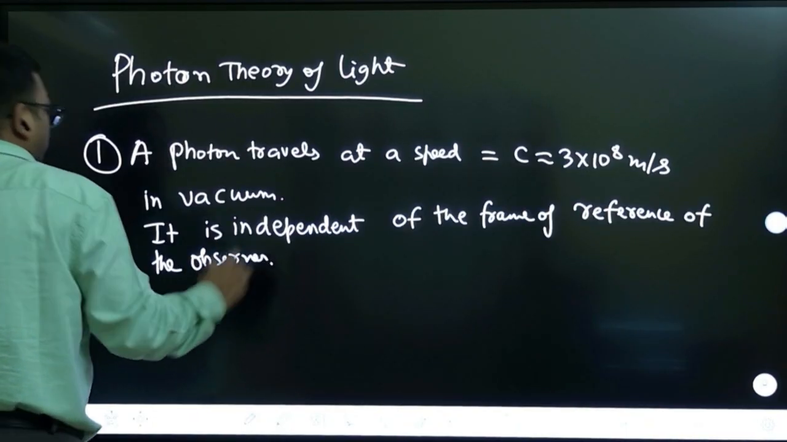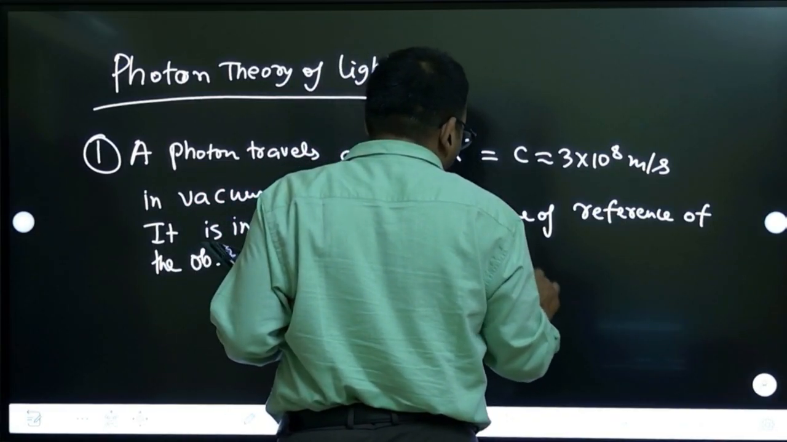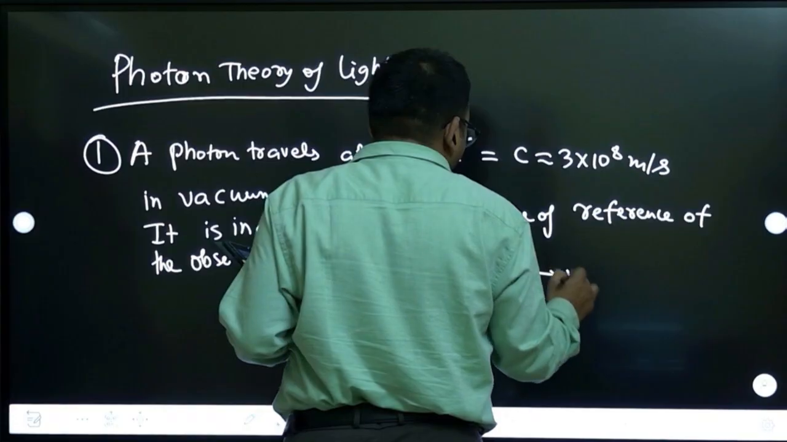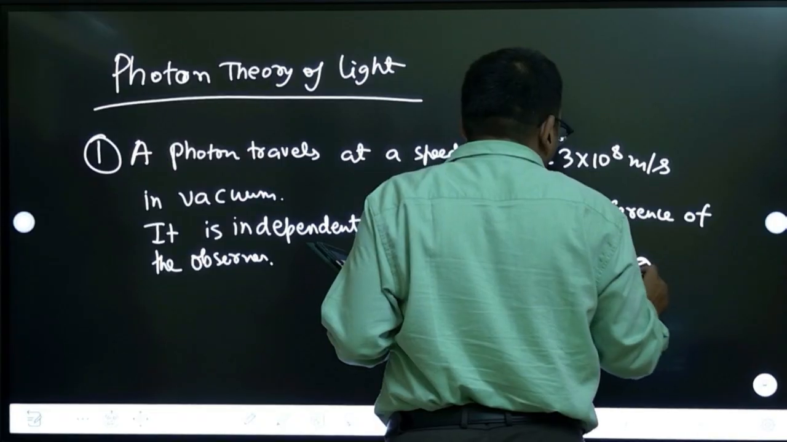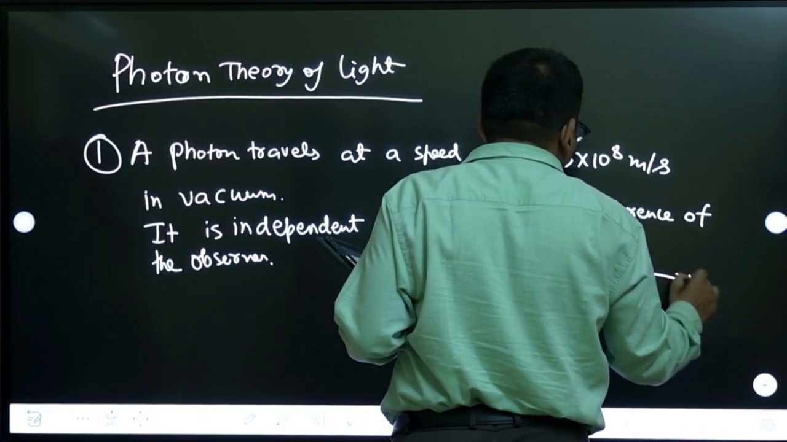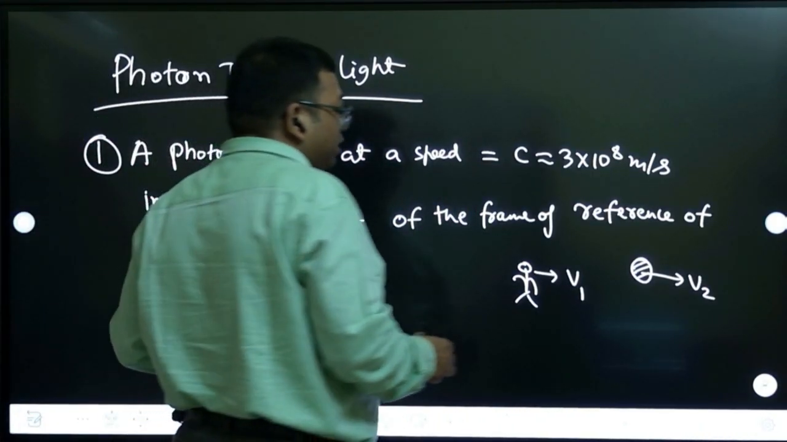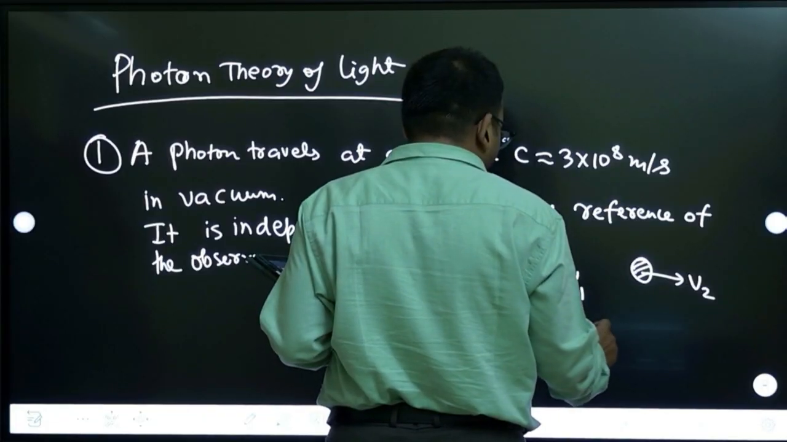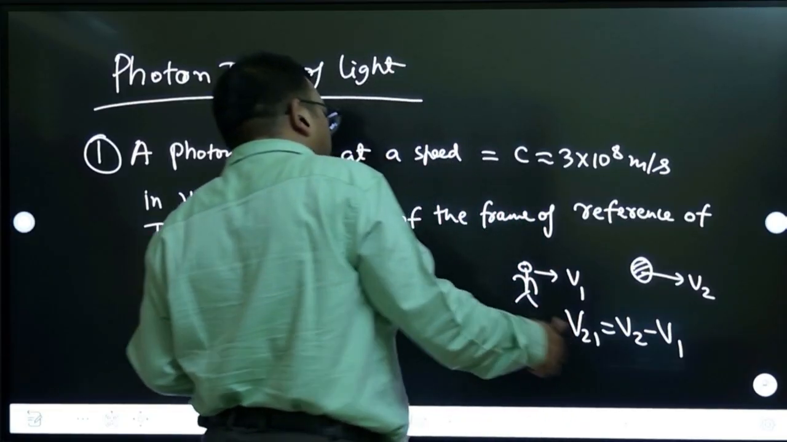That means, generally what happens, suppose an observer is in motion with a velocity v1, and he is studying some object which is moving with velocity v2. So he will see the relative velocity, right? He will study velocity of 2 with respect to 1, that is v2 minus v1. That is called relative velocity.